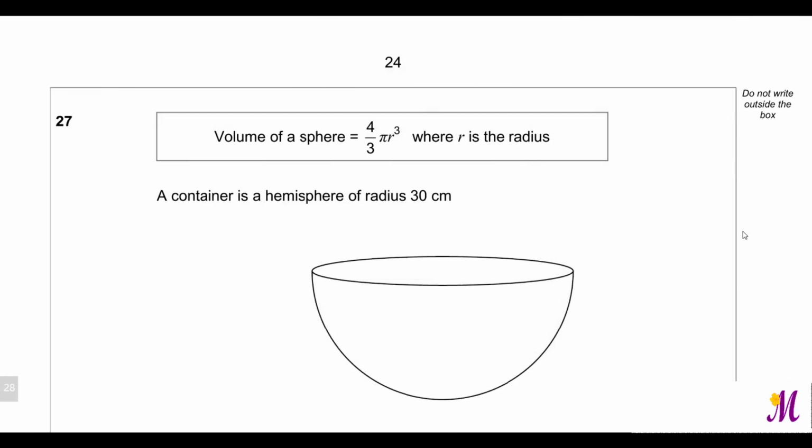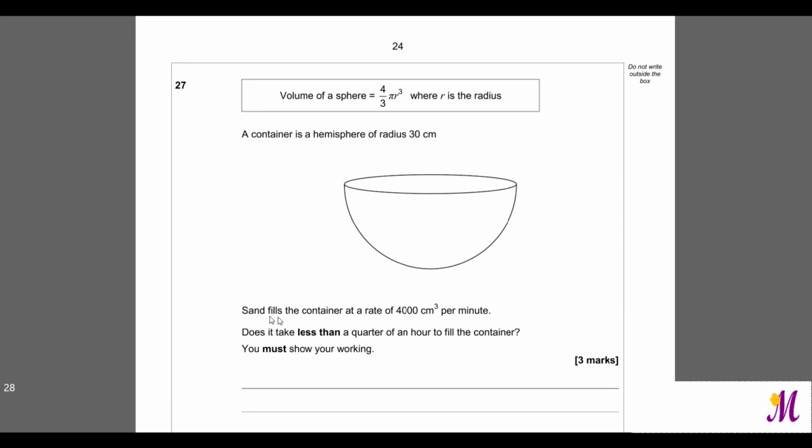Question 27. Volume of a sphere is 4/3 pi r cubed, where r is the radius. A container is a hemisphere of radius 30 cm. Sand fills the container at a rate of 4,000 cm³ per minute. Does it take less than a quarter of an hour to fill the container? You must show your working.